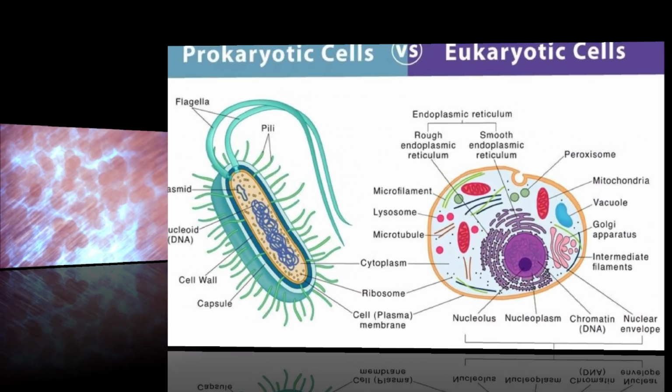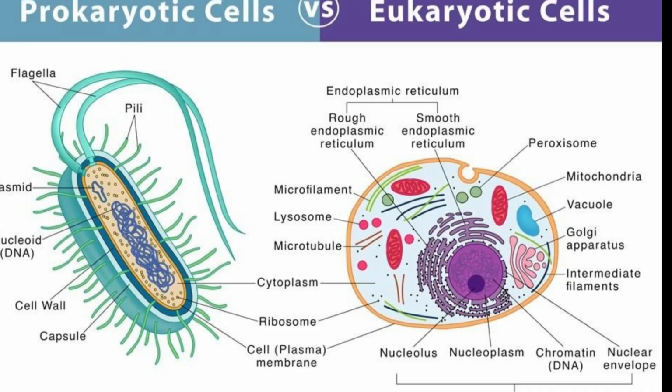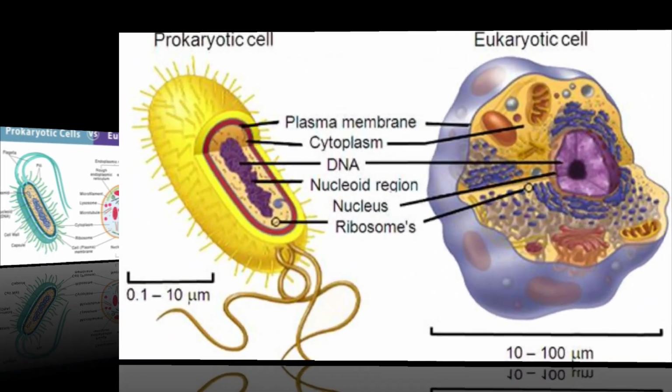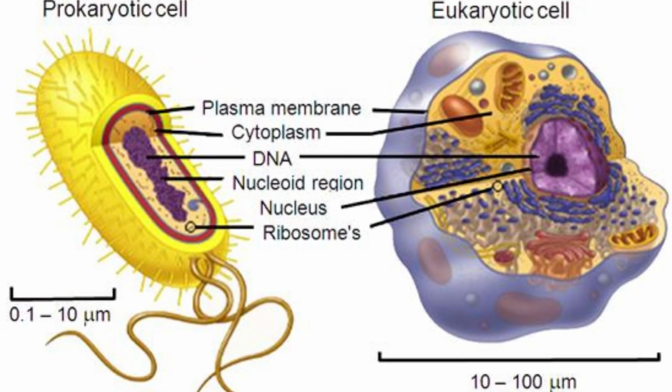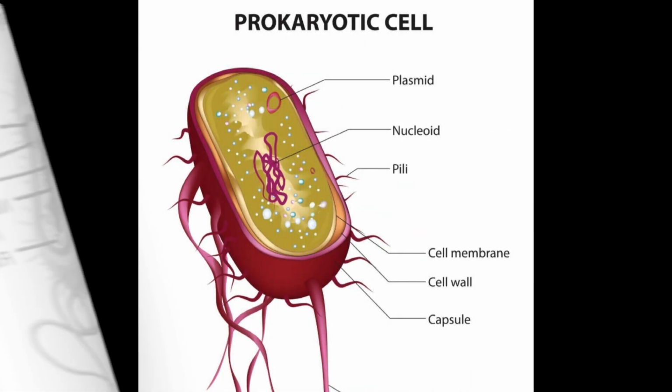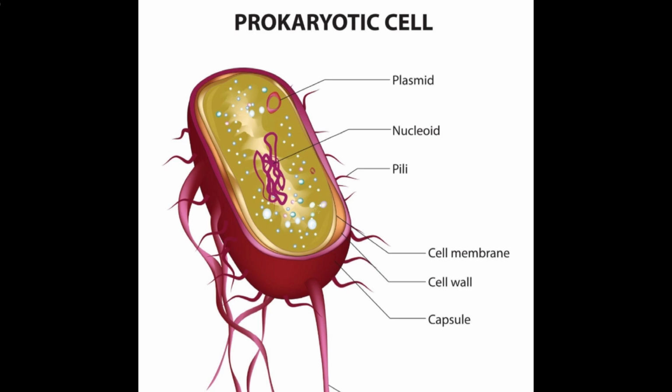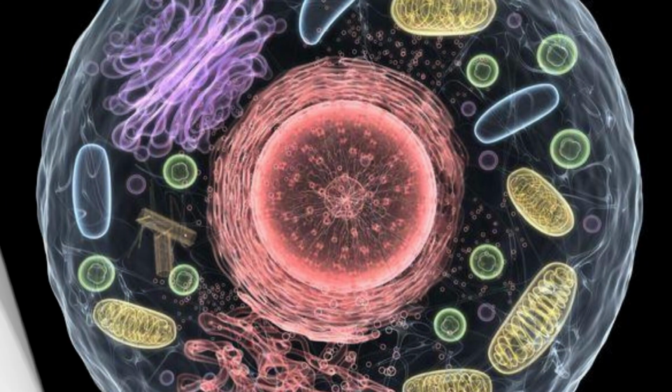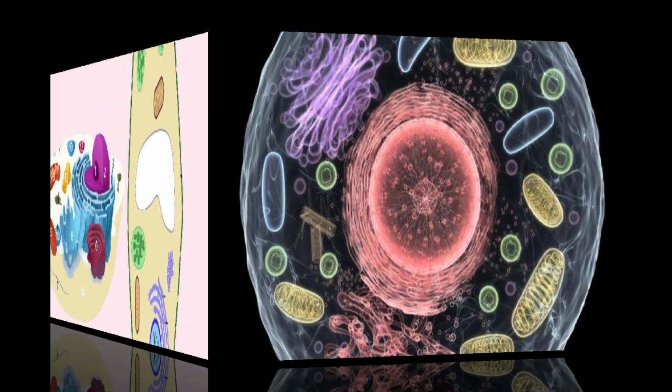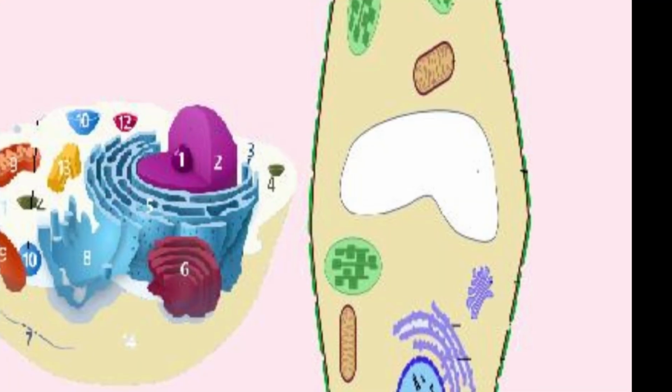There are two main types of cells: prokaryotic cells and eukaryotic cells. Prokaryotic cells are simple cells that do not have a true nucleus or membrane-bound organelles. Bacteria are examples of prokaryotic organisms. Eukaryotic cells, on the other hand, are more complex. They contain a well-defined nucleus, along with specialized organelles that perform different functions. Plant and animal cells are examples of eukaryotic cells.